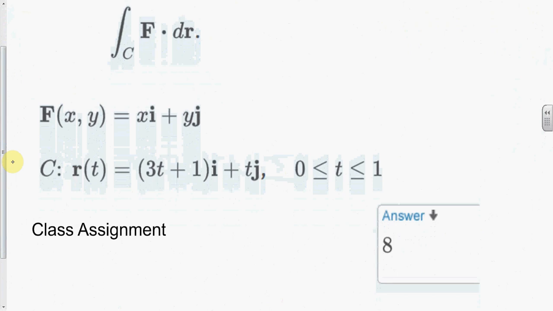You should end up integrating 9t plus 3. I'm sorry, 10t plus 3. You want to integrate that. So after you take the dot product, you should end up with 10t plus 3. What did you get, Jackson? 14t.